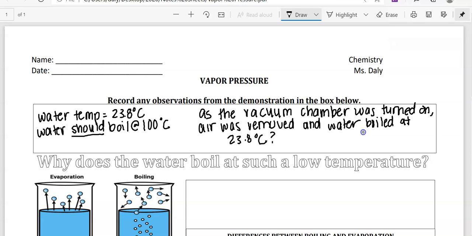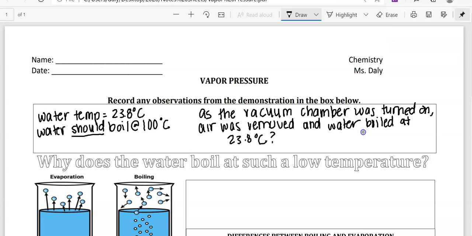And so what we're going to be talking about today is why did we see the water boil at such a low temperature when we know that water should boil at 100 degrees Celsius. Now, to jumpstart this conversation, I do want to talk just really quickly about evaporation and boiling.